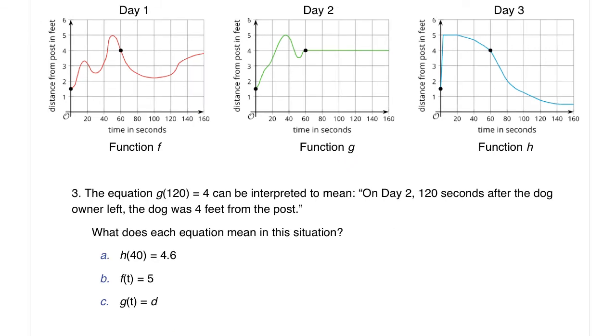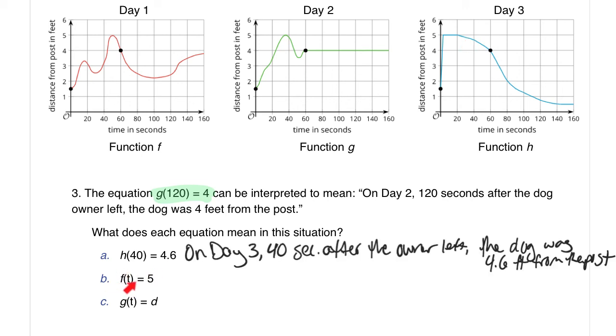In number 3, they give us an example and they say the equation g of 120 equals 4 can be interpreted to mean that on day 2, that's function g, 120 seconds after the dog owner left, the dog was 4 feet from the post. So all of that is given in just this function notation. So in A, we have h of 40 equals 4.6. So this h means function h. So on day 3, 40 seconds after the owner left, the dog was 4.6 feet away from the post. And we can see that as this point right here on the graph.